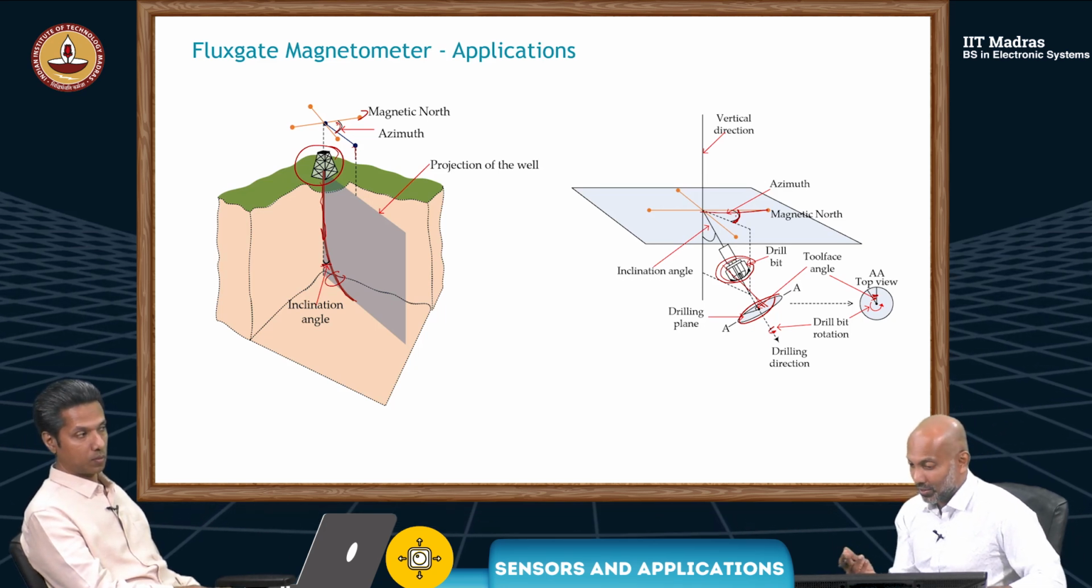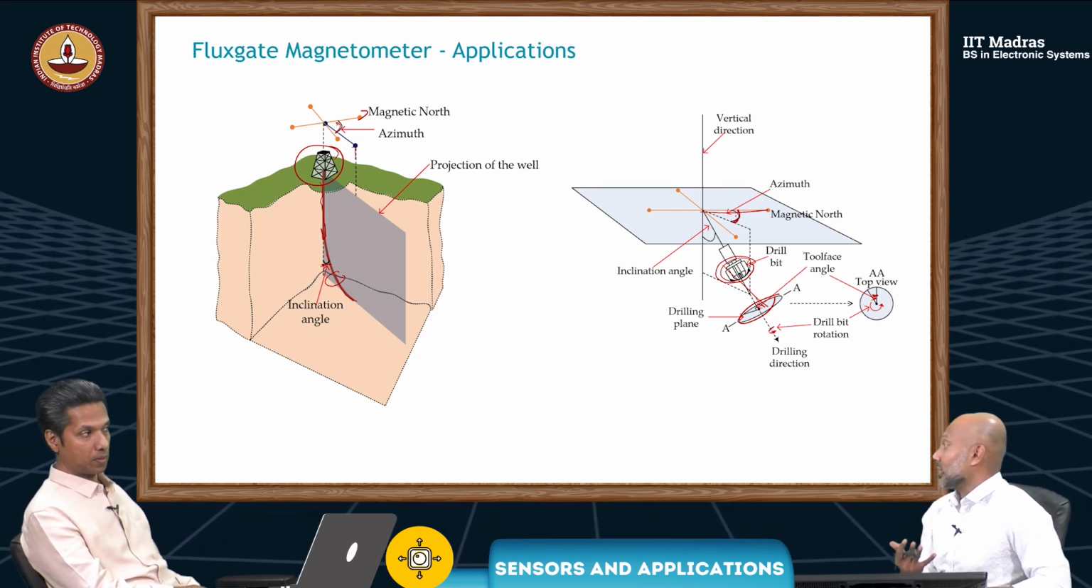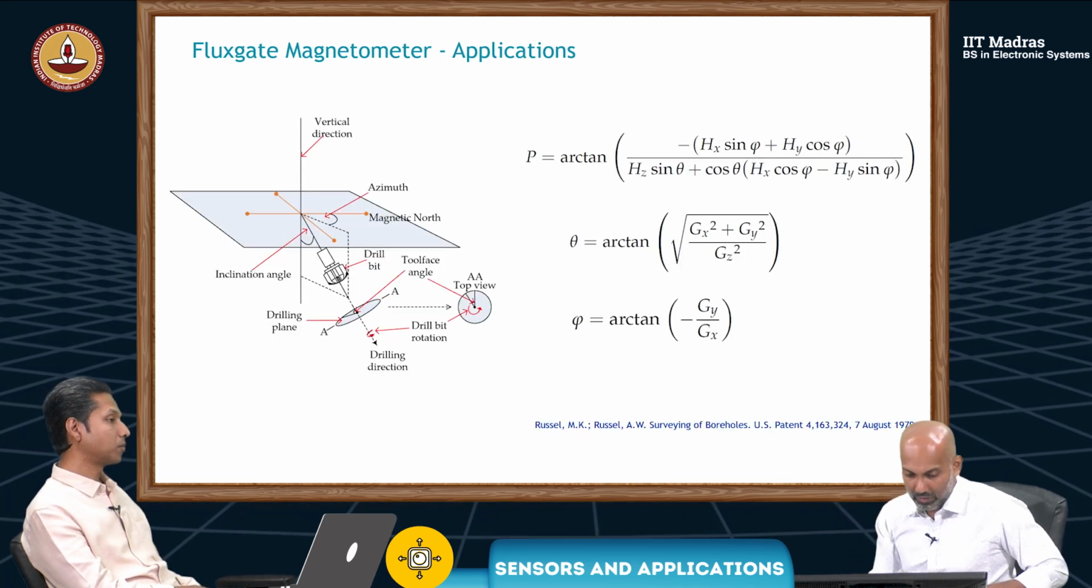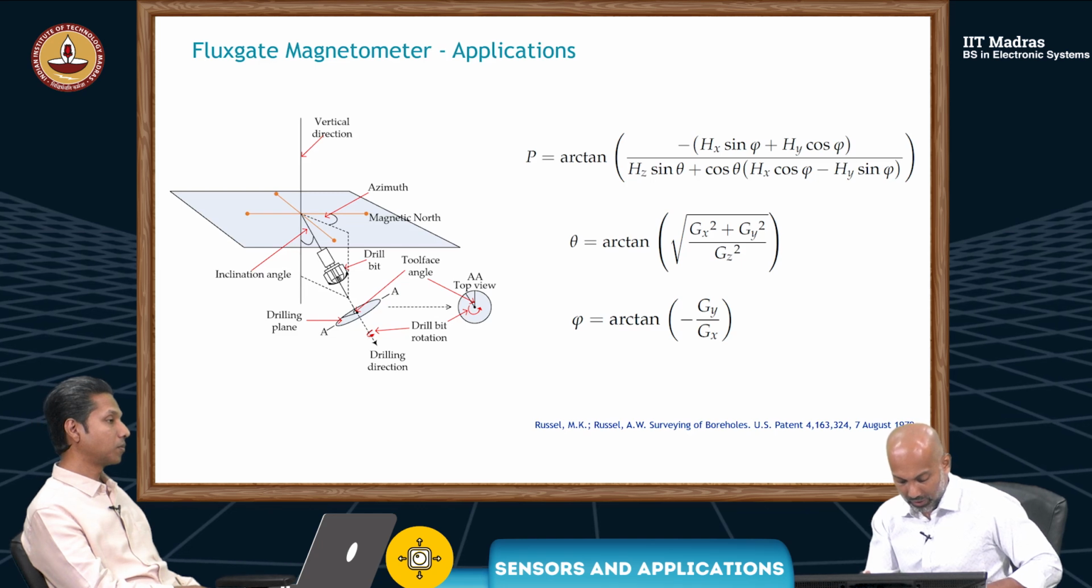So the inclination is normally given by your accelerometers. This is just an equation of that.